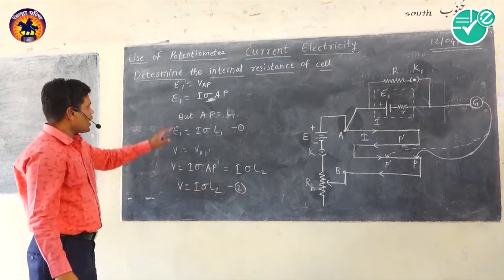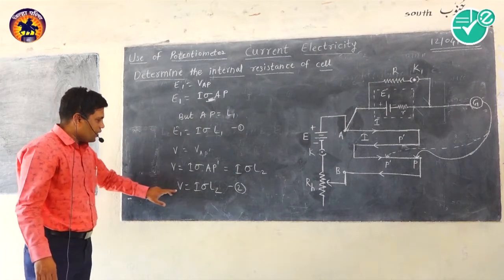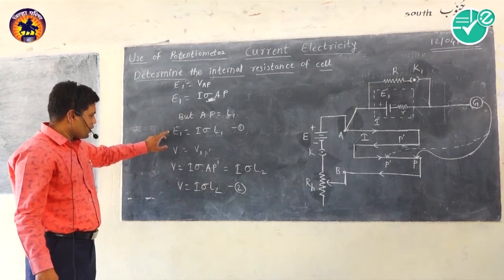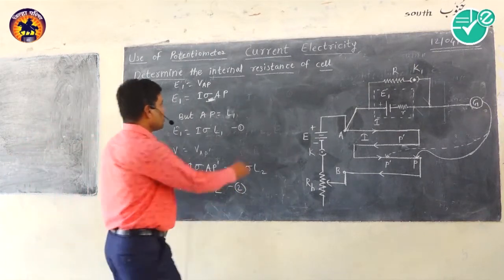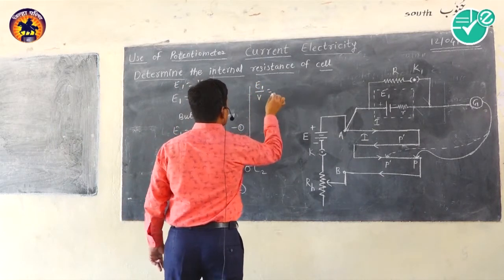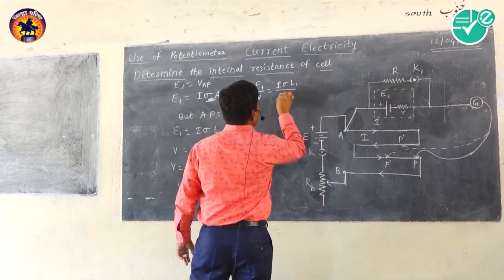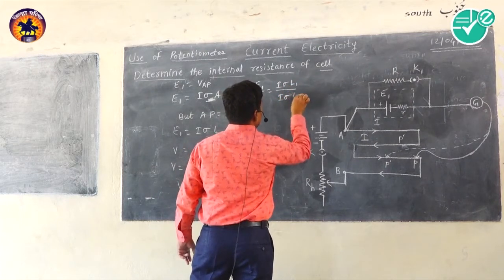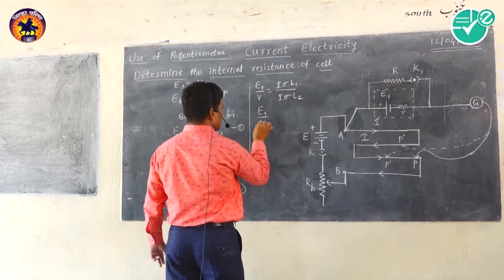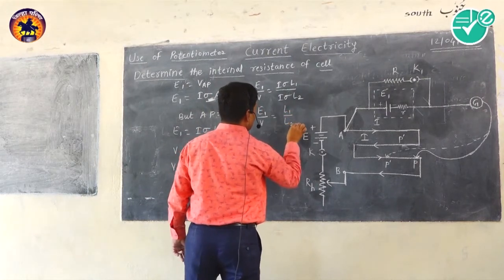From equation 1 and 2, here E1 is the EMF of a cell and V is the terminal PD of a cell. If you divide the first equation by the second equation, you will get a relation, that is E1 by V is equal to I sigma L1 divided by I sigma L2. Therefore, we have got a new relation: the EMF of a cell divided by its terminal PD is equal to L1 upon L2.